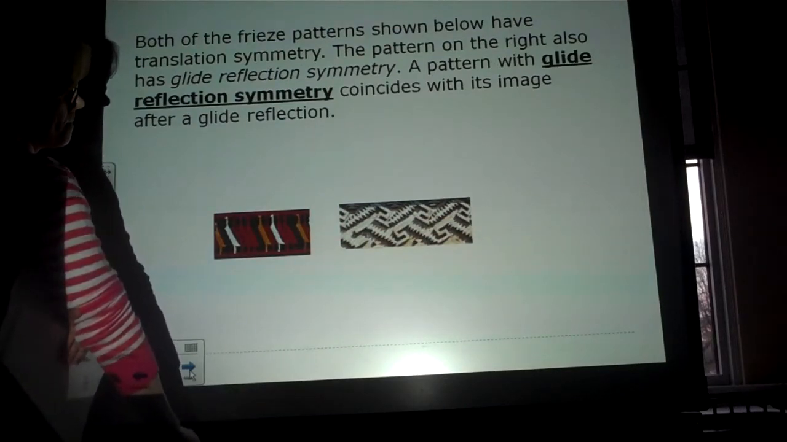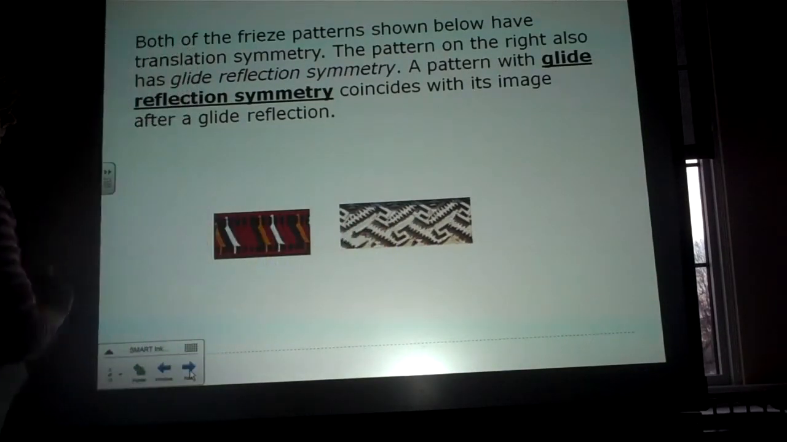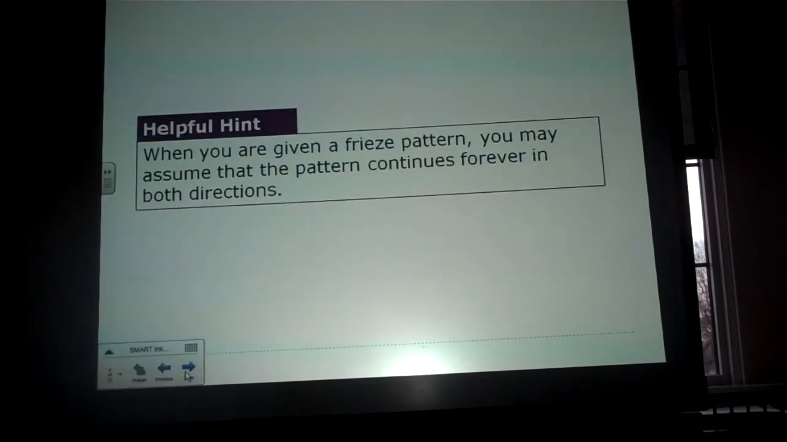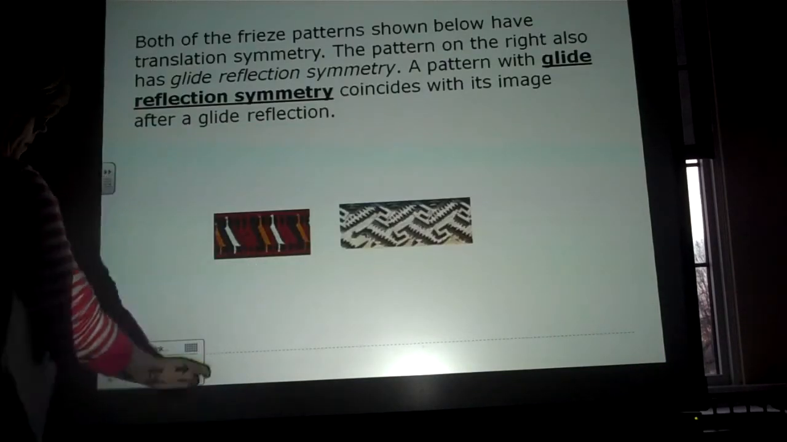Okay? So see how this one's kind of gliding? Alright, helpful hint. When you are given a frieze pattern, you may assume that the pattern continues forever in both directions. So it never stops, it keeps going on and on.